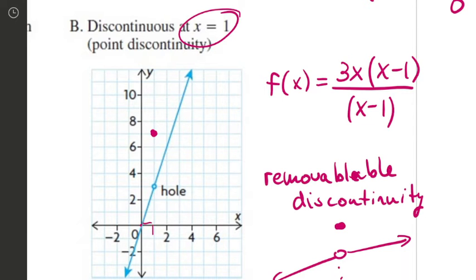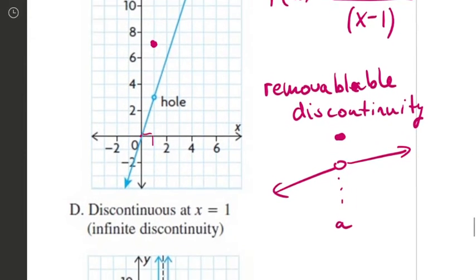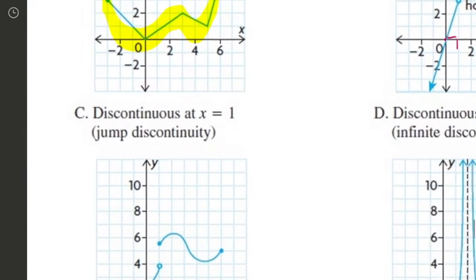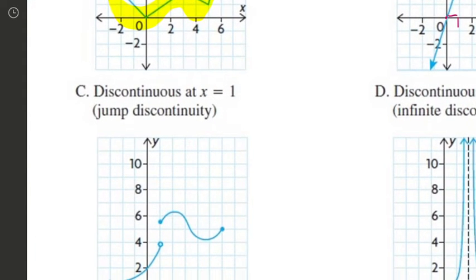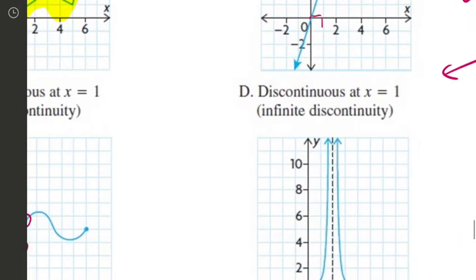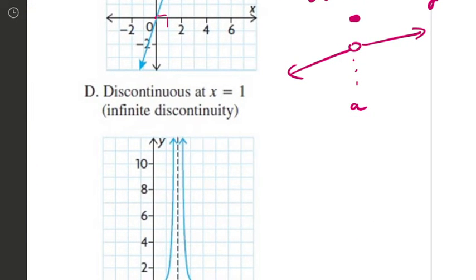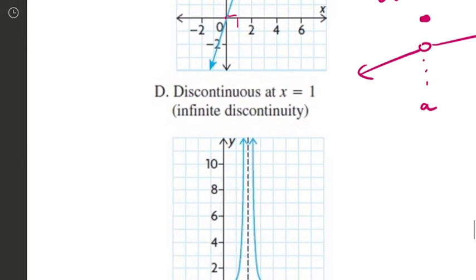Then we have a jump discontinuity like this at x equals 1, where your graph jumps from one part to the next part. And you can also have an infinite discontinuity with things like asymptotes, like a vertical asymptote. Those are the common discontinuities that we will encounter in our course.